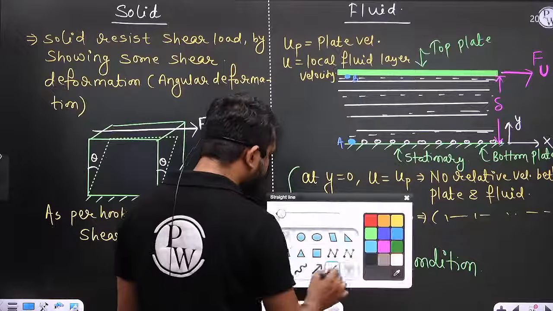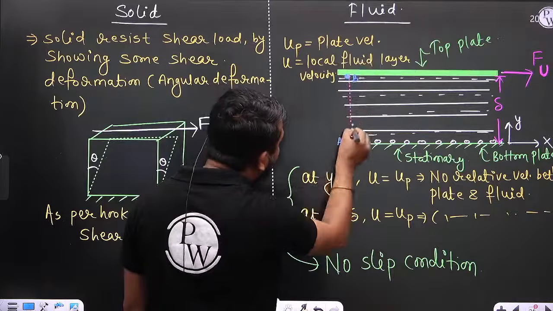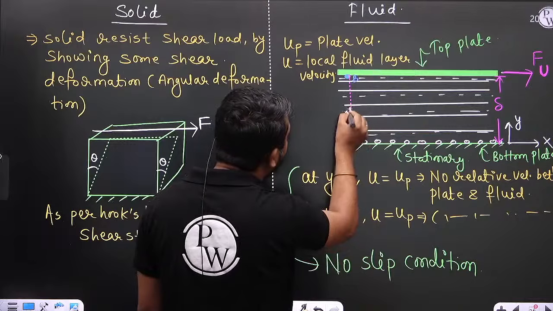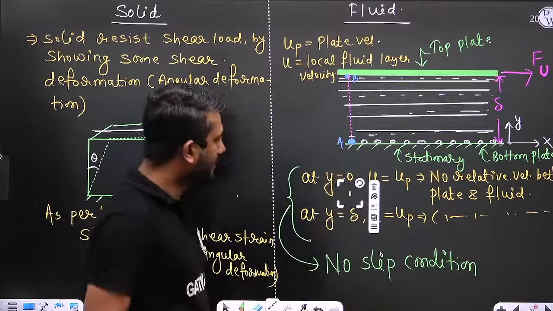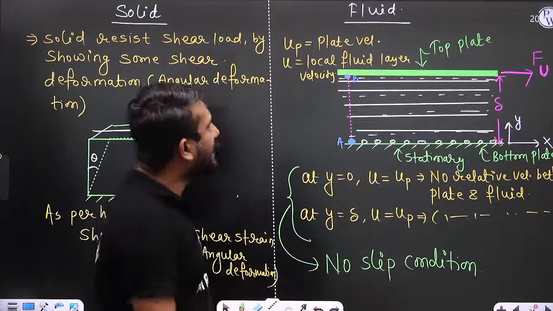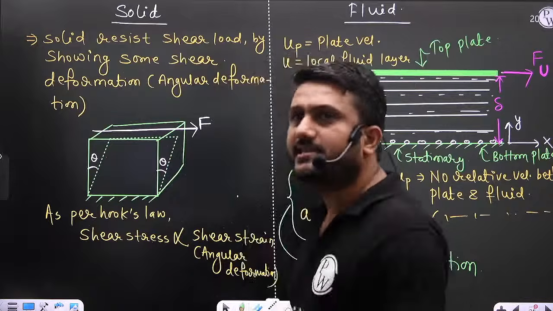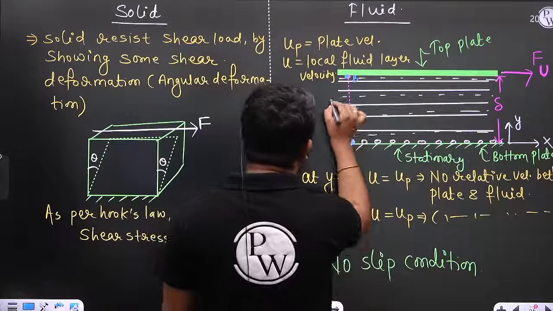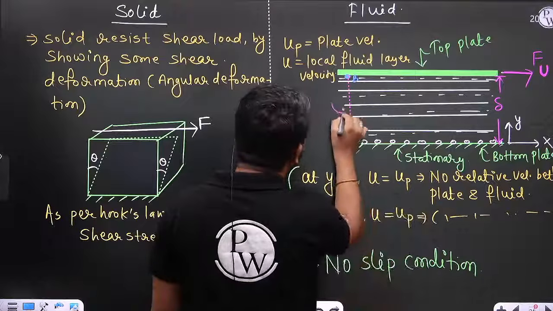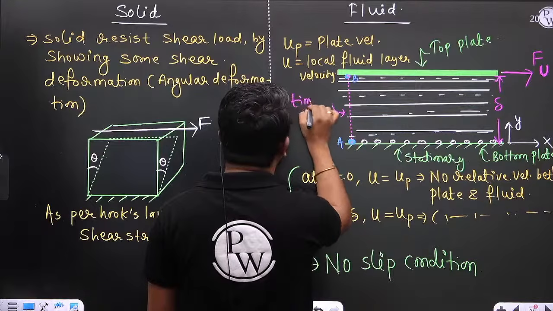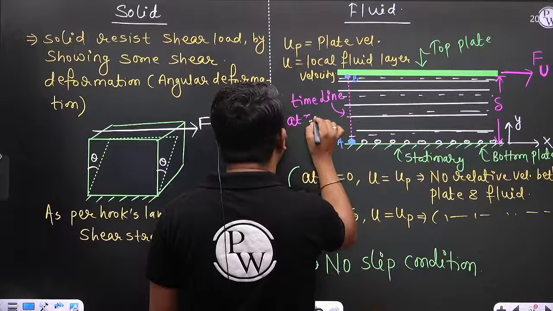Okay, now see here. The line joining particle A and particle B is called the timeline. This is the timeline at time tau equal to 0.